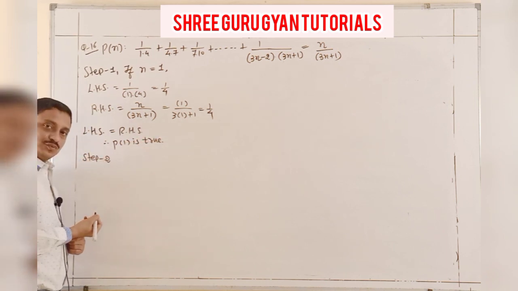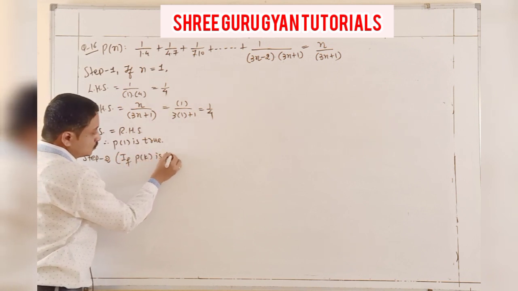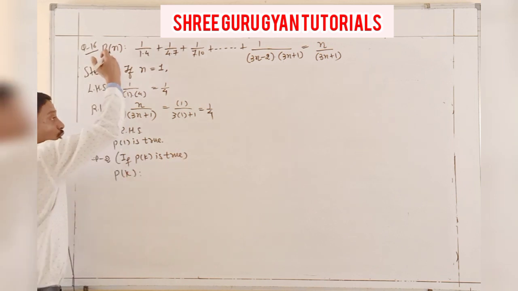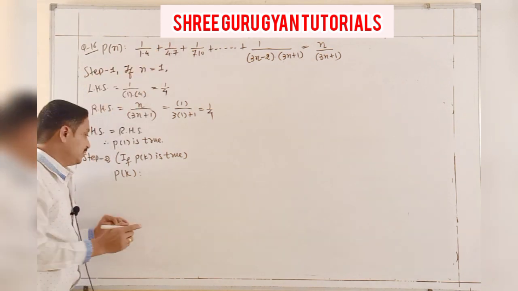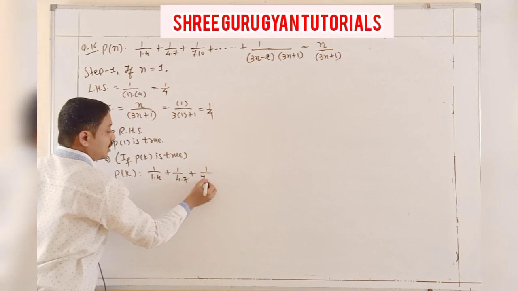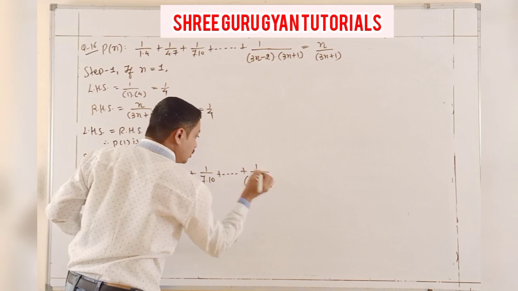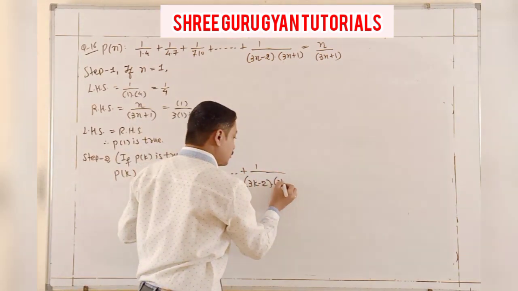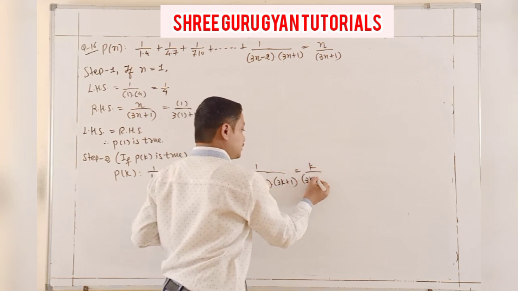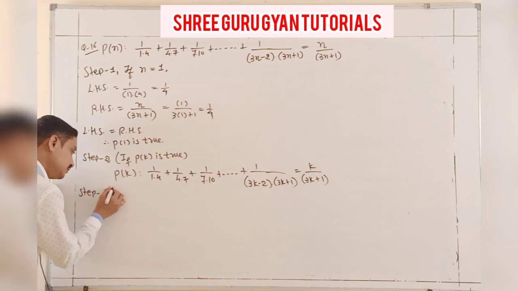Step 2. If Pk is true, so what is the P of k? Students, this whole equation, again, we can write down in terms of k. So here, 3k minus 2 into 3k plus 1 is equal to k upon 3k plus 1. Now, same explanation by step 3.